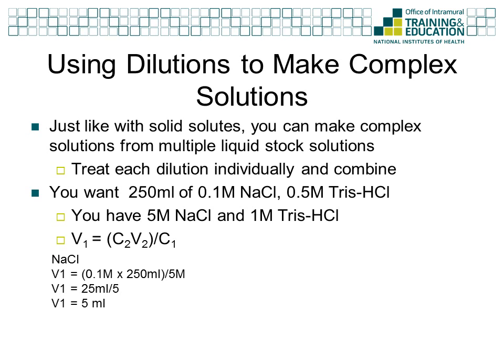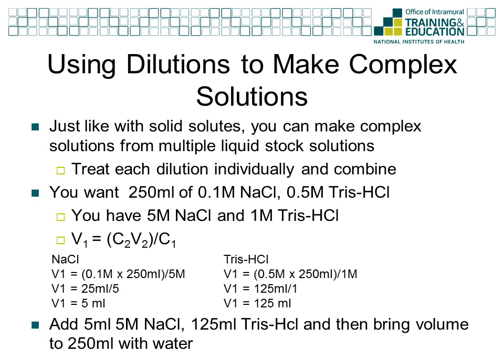Okay, now you work out how much tris HCl we need. Again, we plug in the values of the tris HCl that we know: 0.5 molar for C2, 250 milliliters for V2, and 1 molar for C1. The molars cancel out and we solve that we need 125 milliliters of 1 molar tris HCl.